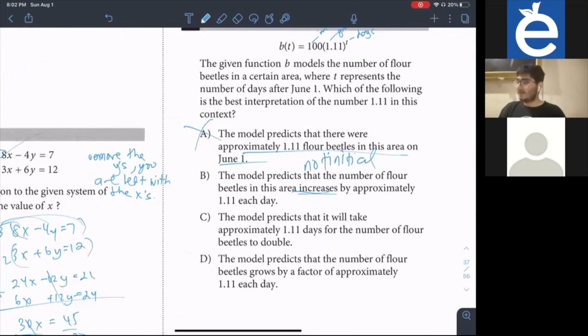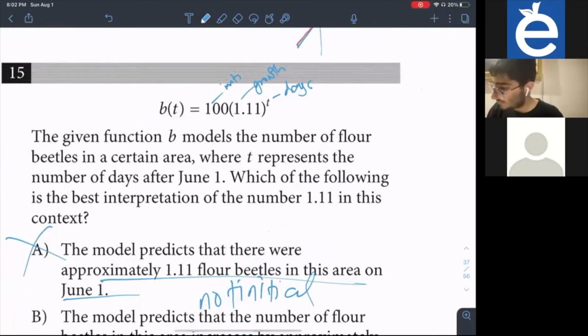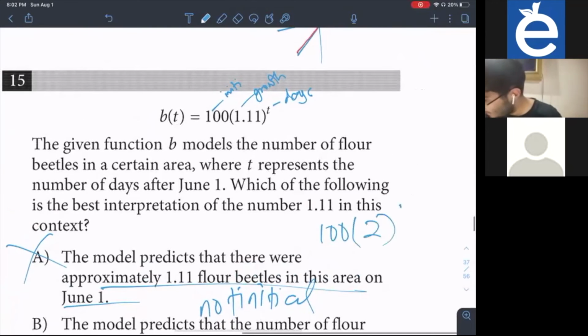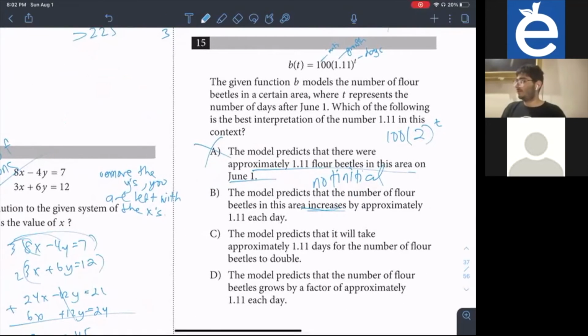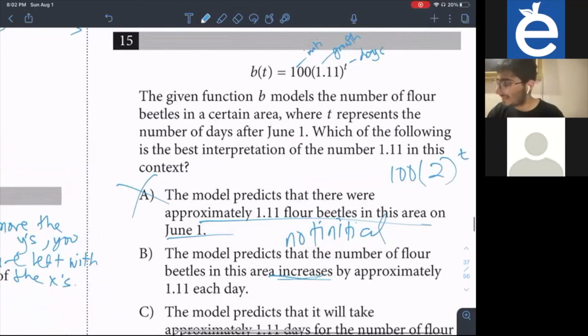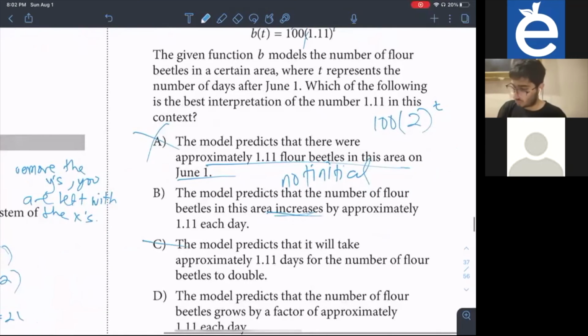If that was the case, if it was the double, then it would be 100, 2, and then a raised to the T instead of 1.11. First of all, it's wrong because if it was doubled, then the inside or the growth would be doubled. It would be 2, not 1.11, because 1.11 shows how much it grows every day. And second of all, T represents days, not the number inside the parentheses. That shows the number it grows by. So this is also wrong.